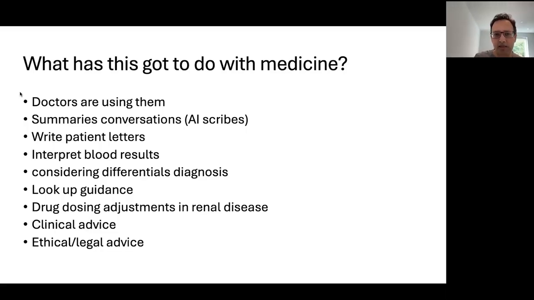And we have some data on that, again, from the surveys. It's a whole range of things, from helping them to write patients' letters, interpreting blood results, considering differential diagnosis, looking up guidance. Some of the ways they're using it are with defined tools, like AI scribes, which you may have come across with your GP already. These tools listen to the conversation between the doctor and the patient, transcribe that information, then summarize it. So essentially, the doctor doesn't need to write their medical notes. It's already summarized by the large language model in the scribe.